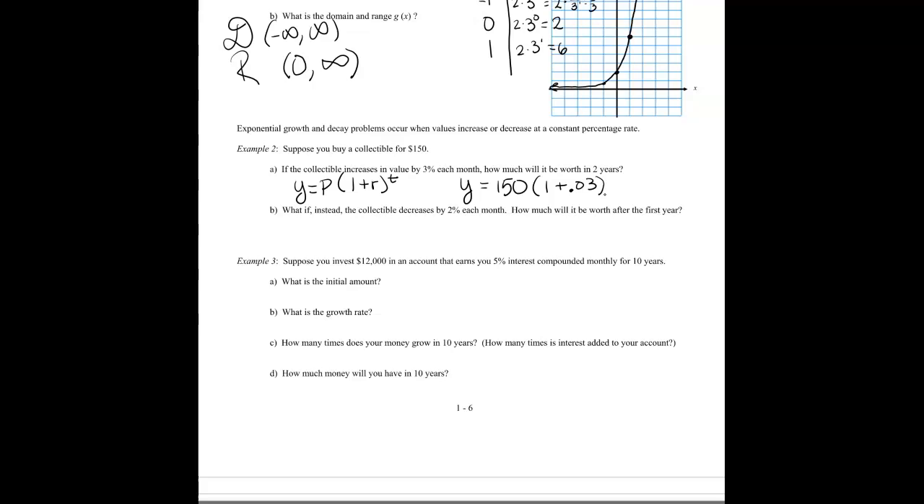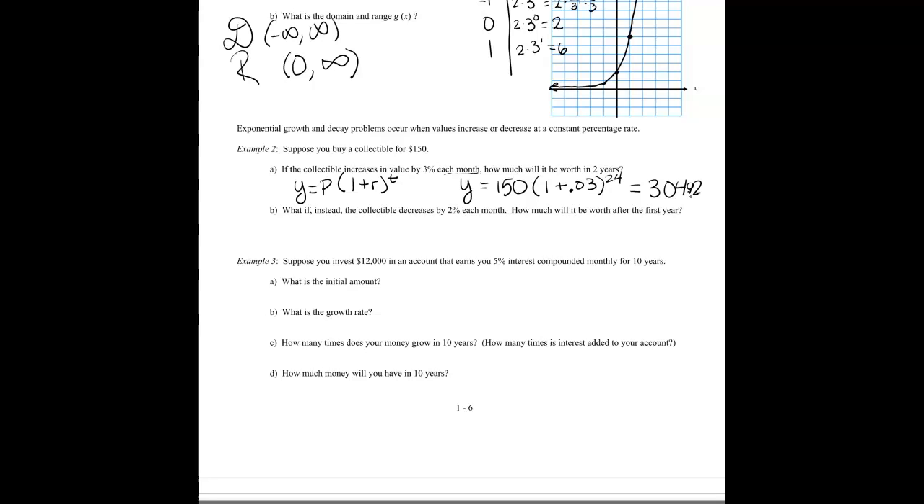To the t, well, it says in 2 years, but it's also increasing each month. So in terms of months, 2 years would be 24. All right, and then plugging this all into a calculator, I would get approximately $304.92. And that's it.